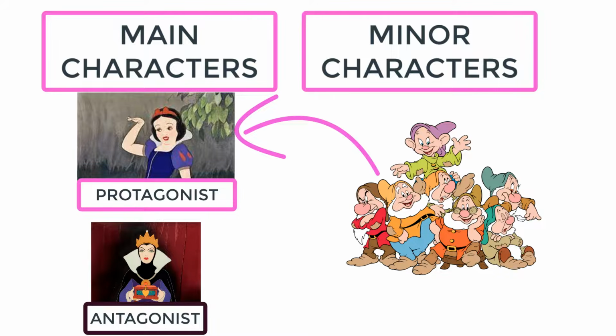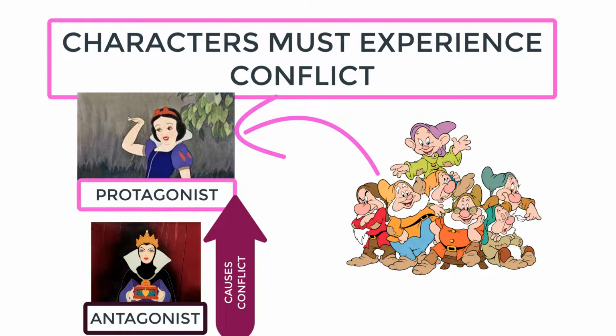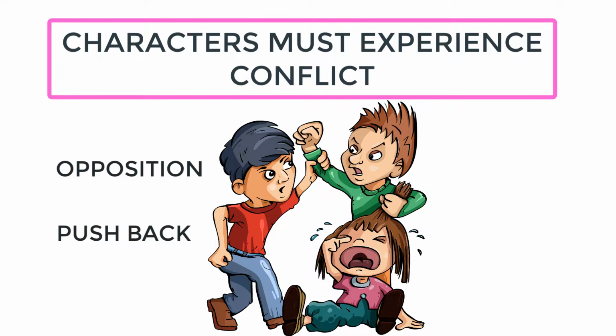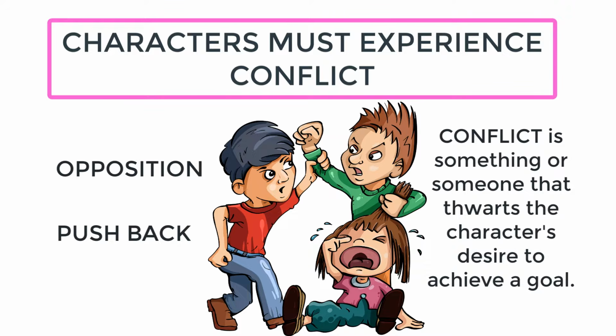Now, you heard me say that the antagonist causes conflict for the protagonist. What do we mean by conflict? In the literary sense, conflict does not necessarily mean a quarrel or an argument, but it does mean an opposition, a force that pushes back on the character. This type of conflict thwarts the character's desire to achieve his or her goal, because without conflict, there would be no story. Conflict is what moves the story along.